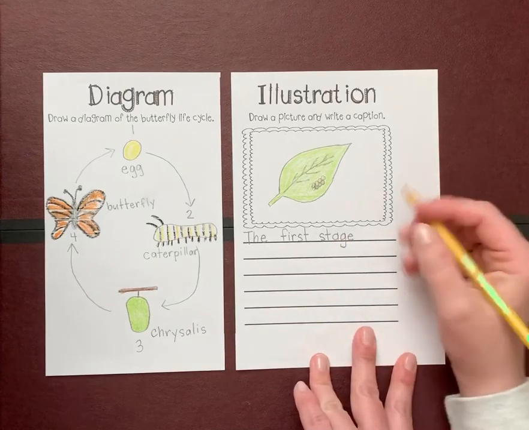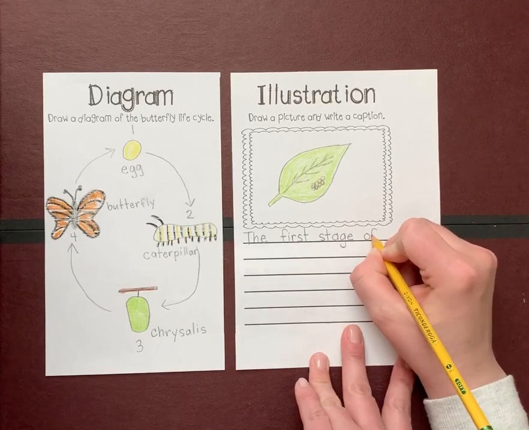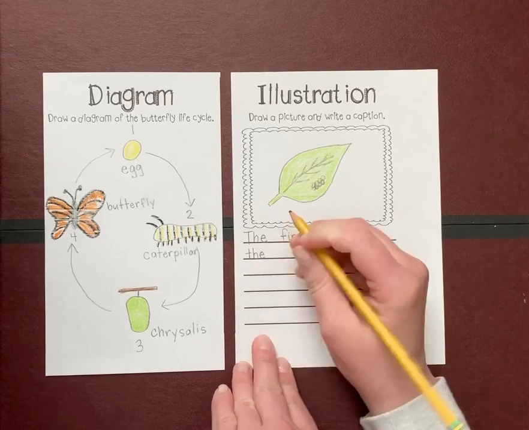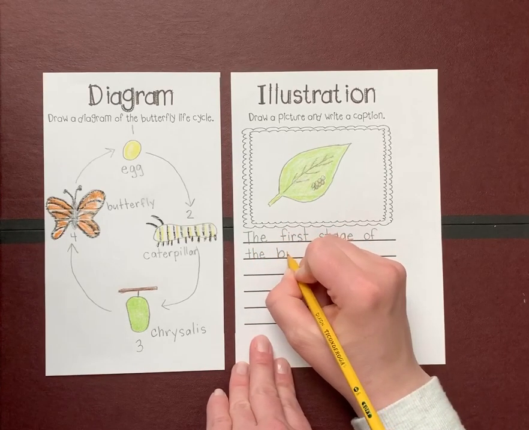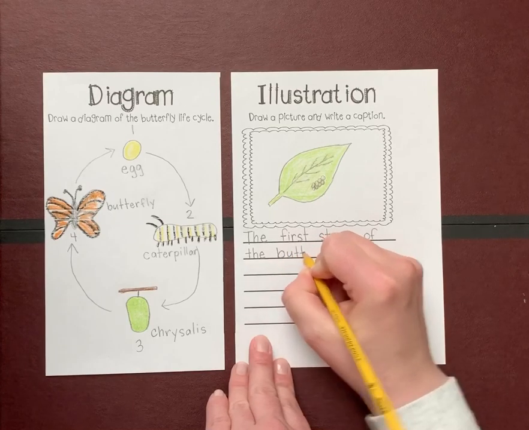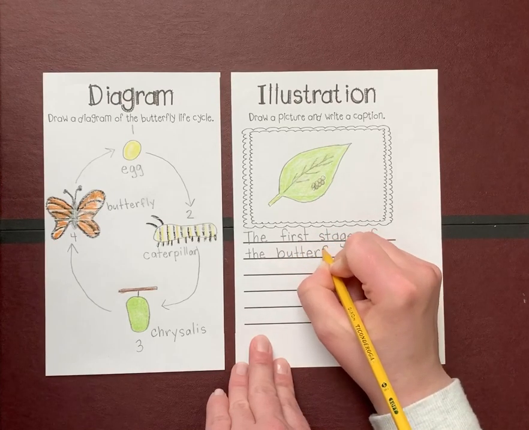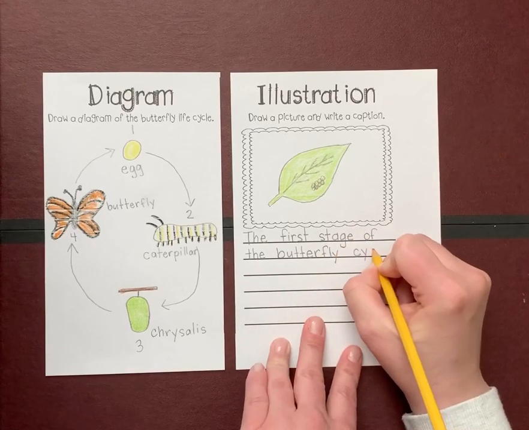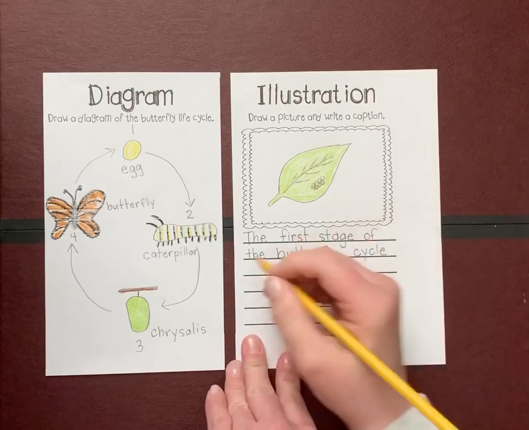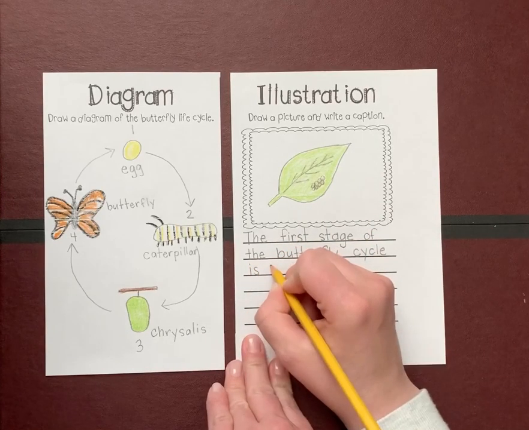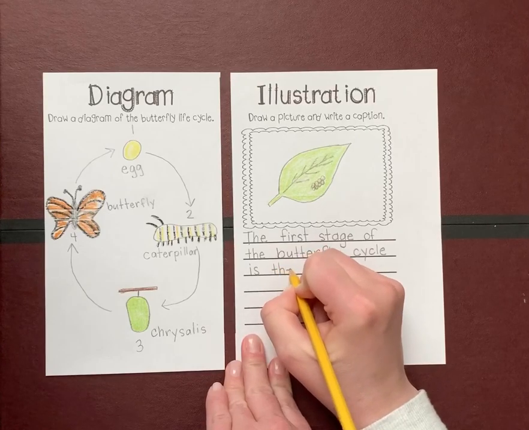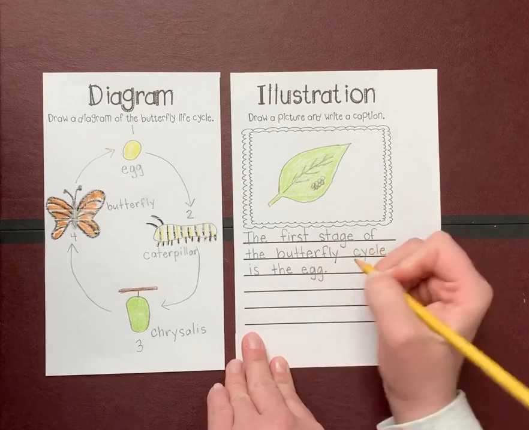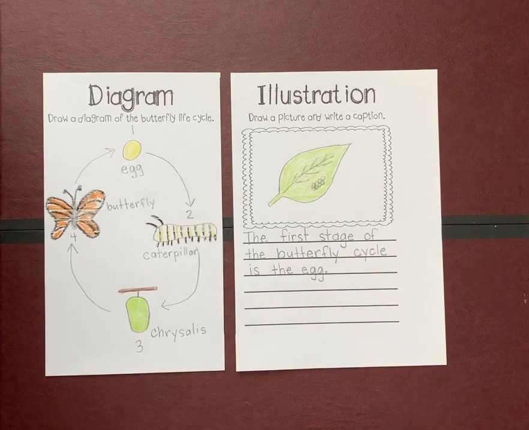The first stage of the butterfly cycle is the egg, period. And that is it.